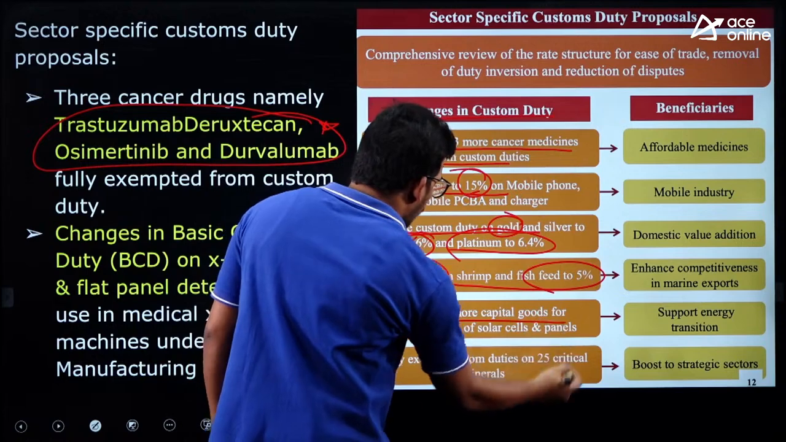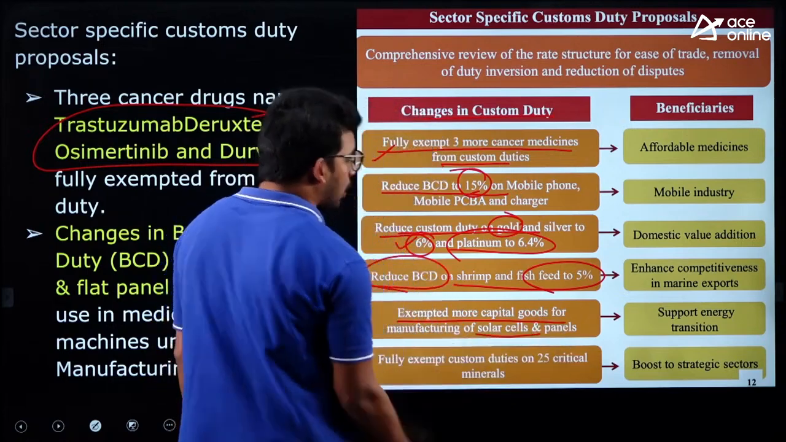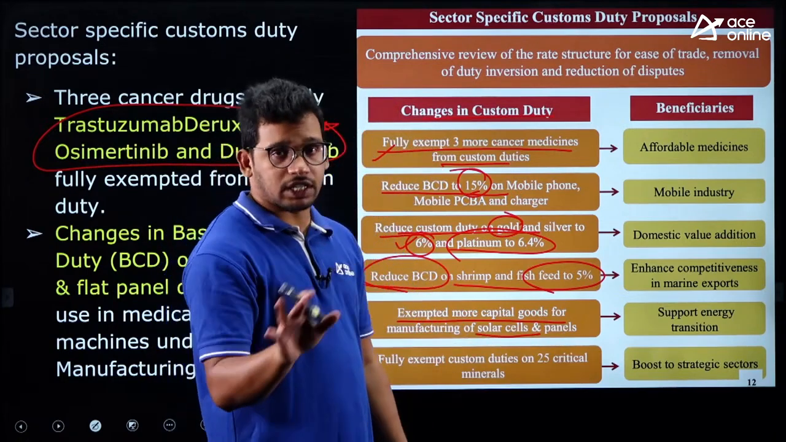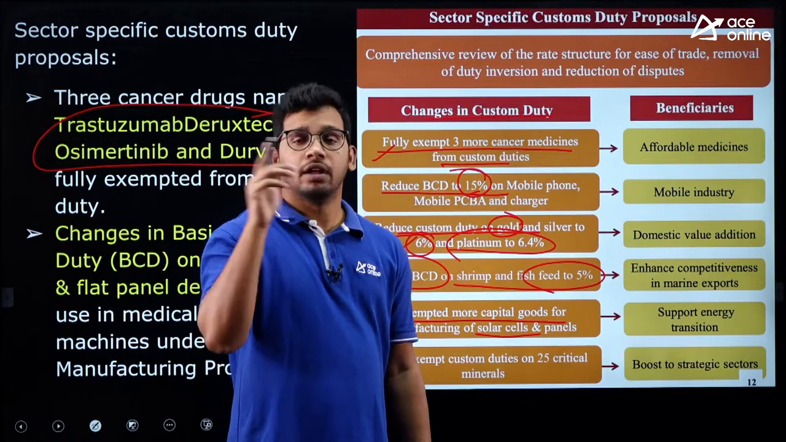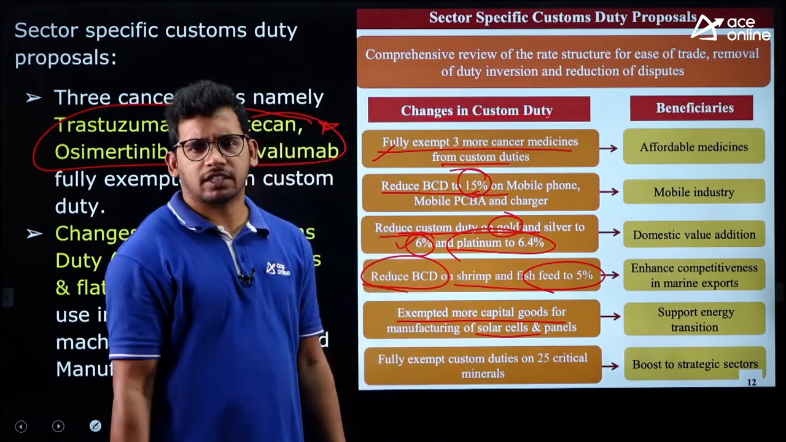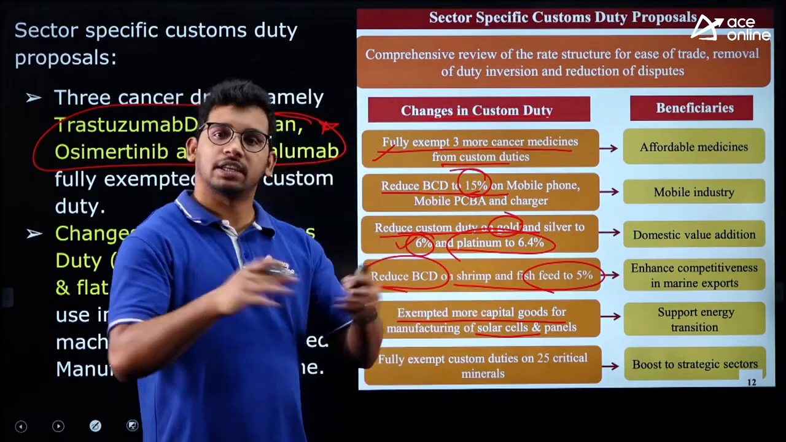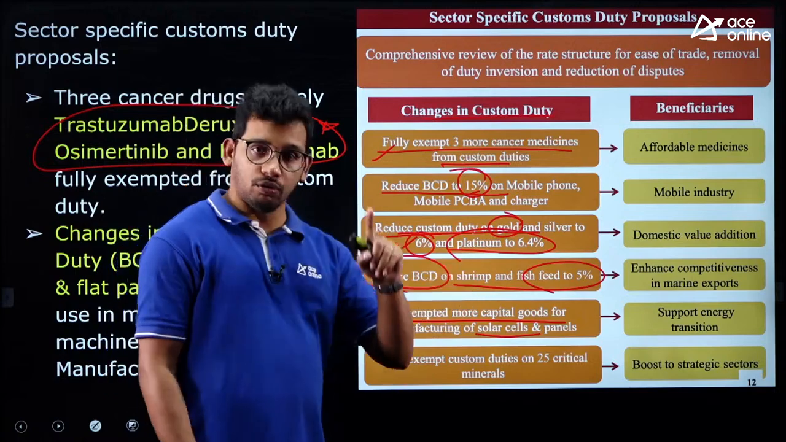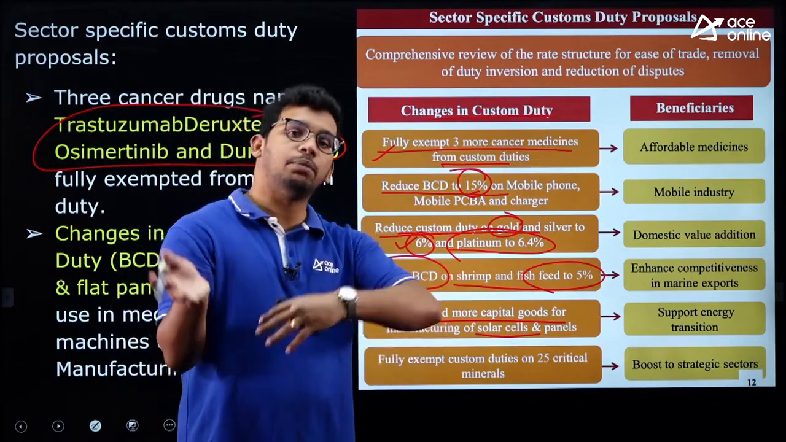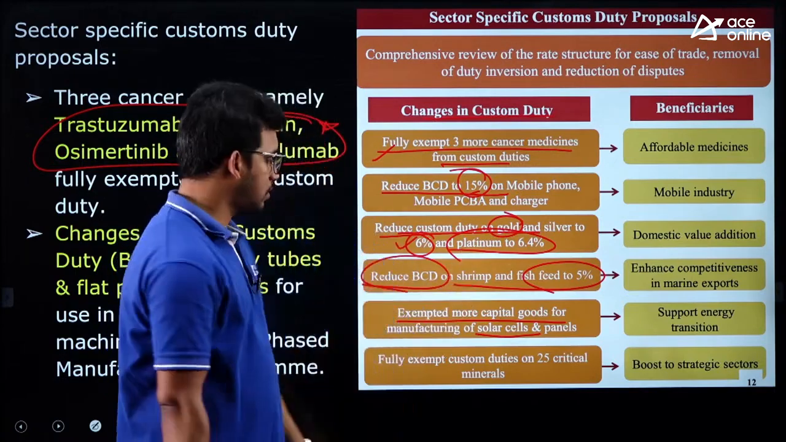Now exempted more capital goods for manufacturing of solar cells and panels. So whatever input is required, solar panels and all we are importing, there is a lot of tax on it, custom duty. Now they have exempted it, right, for capital goods. That means those goods which can be used in producing other goods.